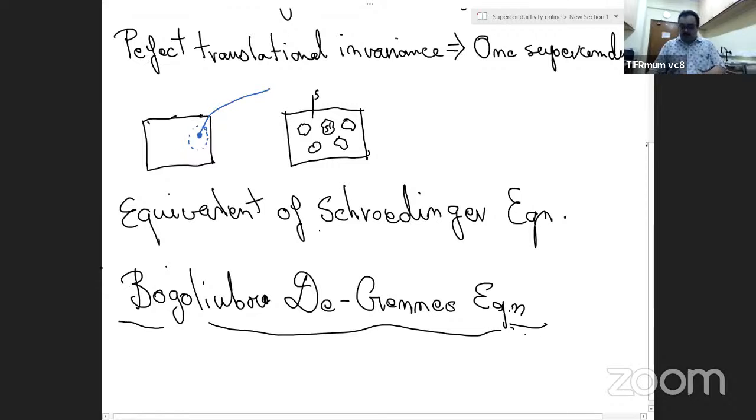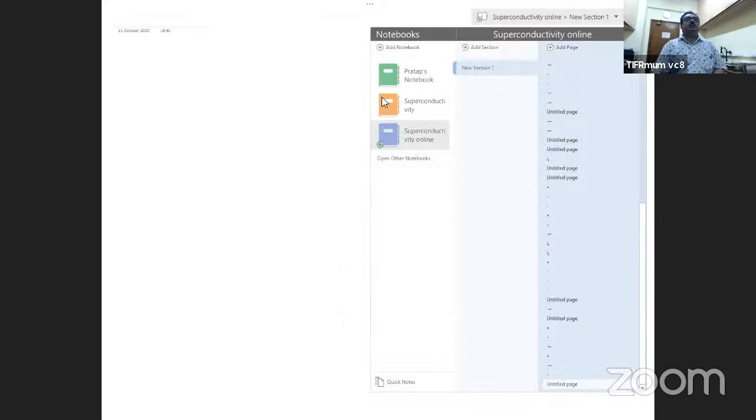All right. I need to get this a little bit more comfortable. All right. So let's get started. Let me start from a new page. Bogoliubov-de Gennes is normally written as BDG, and these are known as the BDG equations. So let us start from the beginning.